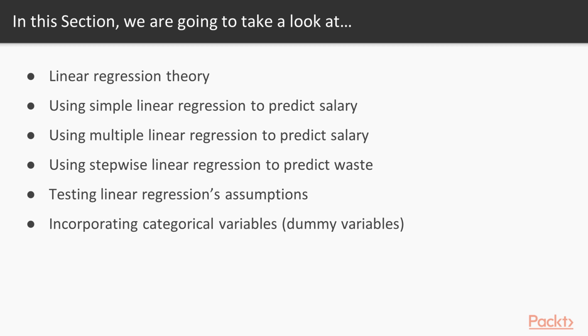From there, we're going to move on to multiple linear regression, and again, we'll show how to use this technique to predict salary. After that, we're going to talk about another type of linear regression. In this case, it's going to be stepwise linear regression, and we're going to use it to predict waste. From there, we're going to move on and talk about how to test linear regression's assumptions. And then finally, we're going to talk about how to incorporate categorical variables by creating dummy variables.